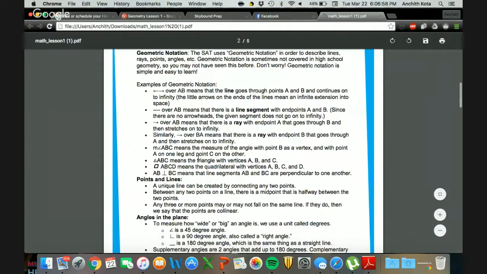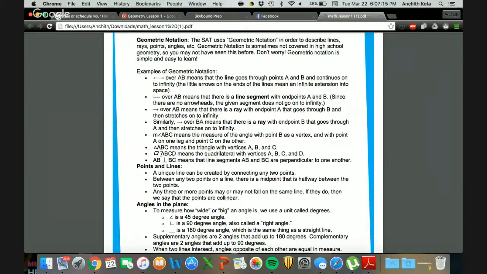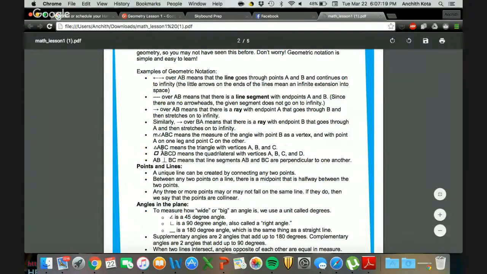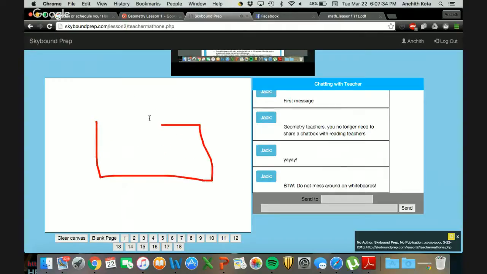And then basically, if you see a little triangle next to 3 letters, that means that the triangle has vertices at those points. So that's pretty self-explanatory. And then this shape right here means that it is a quadrilateral, so anything with 4 sides, like a parallelogram or rectangle, etc. These 4 letters indicate what the vertices are, and they have to be in the same order. So if I have a rectangle ABCD, I can't list the vertices out of order.